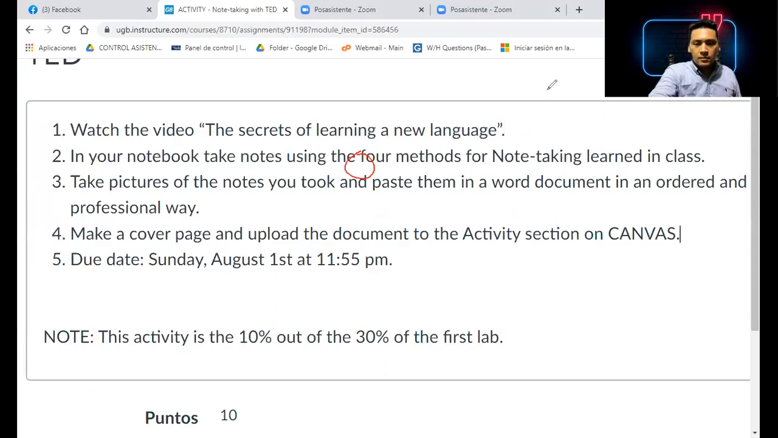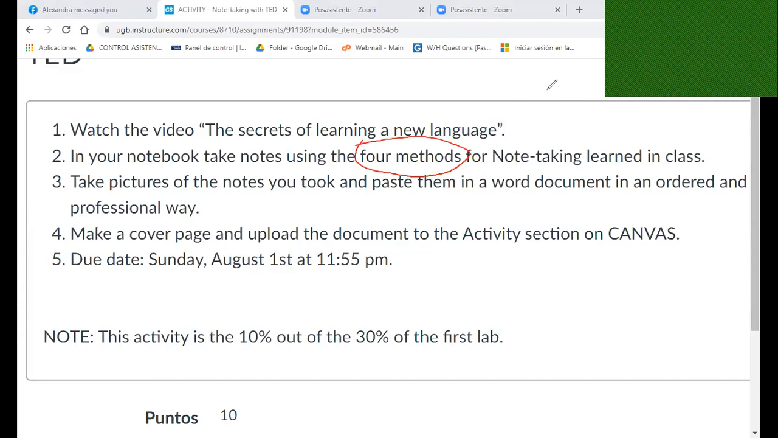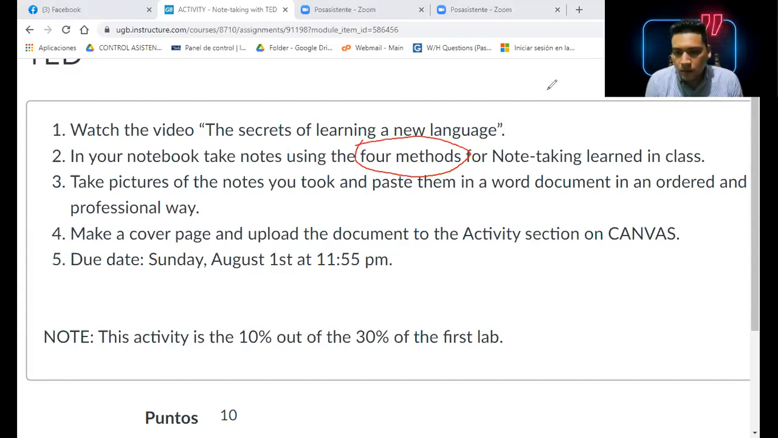I have a question. Yeah, tell me. Can we use the same notes that we take from the video? I mean, if we watch the video and we take notes, we use them for the 4 methods. The same notes.